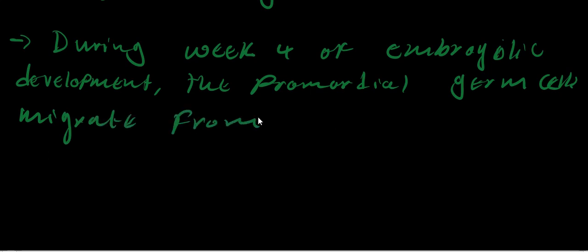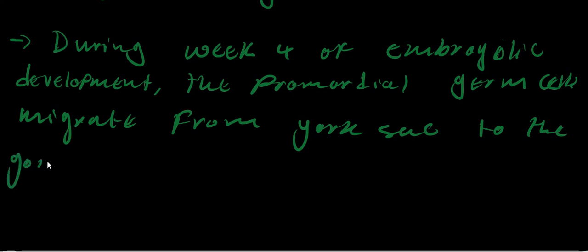from what? We said they are found in the yolk sac. So because they are found in the yolk sac, right now they're moving from the what? From the walls of the yolk sac to the region called the gonads. So the primordial germ cells, which are giving us the gametes, they migrate from the what? The yolk sac to the what? The gonad region. During what week? During week 4.